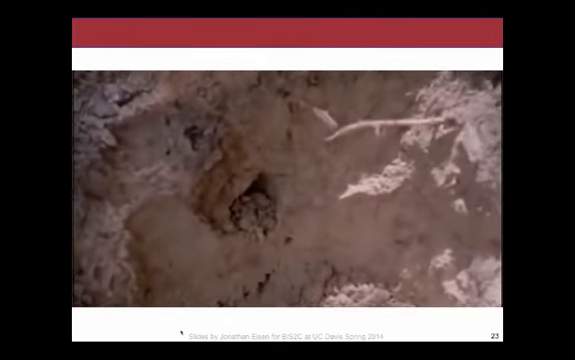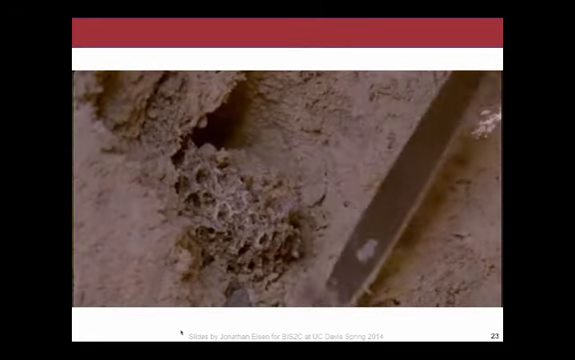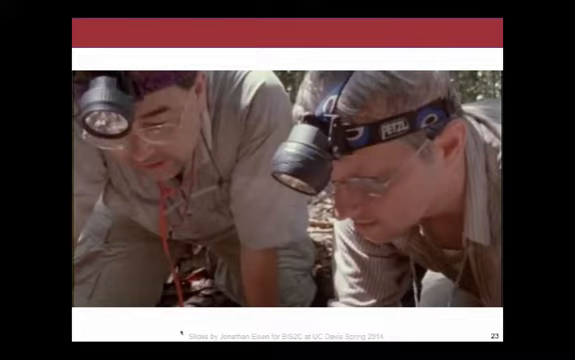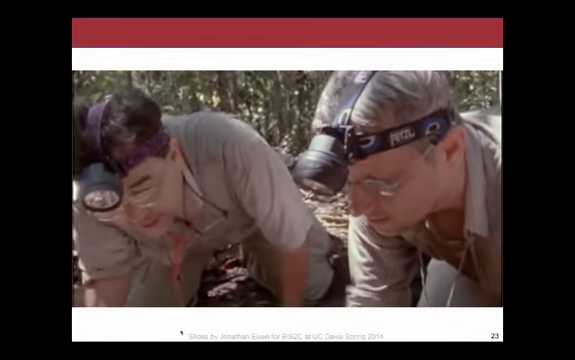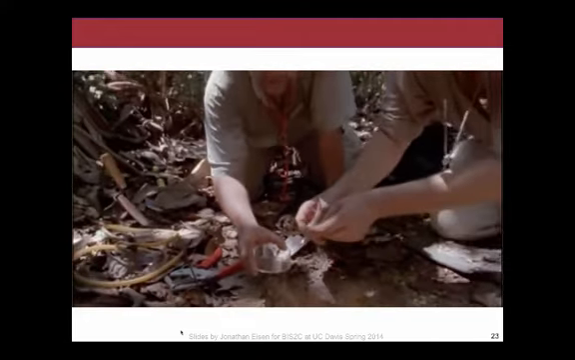Opening a nest is a very exciting moment. Suddenly the cavity opens and you see the fungus growing. And then you may see the queen. There's a queen here. Dude. The size of a peanut.